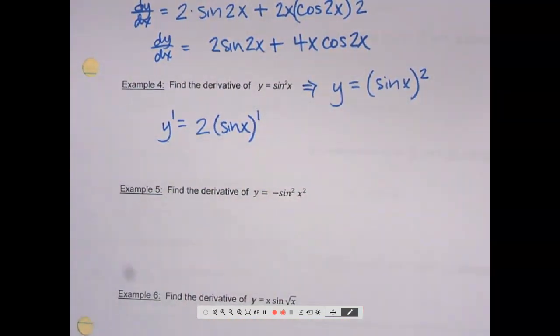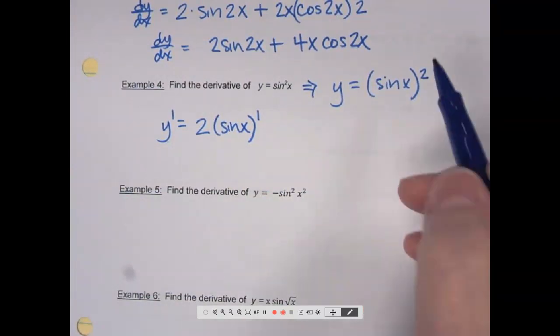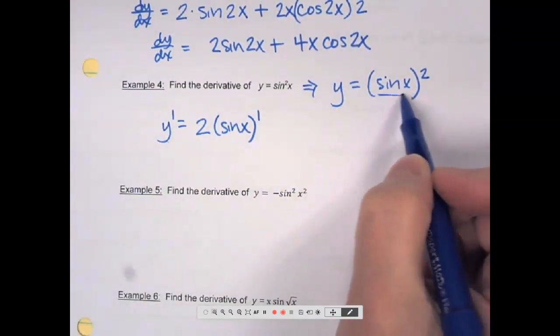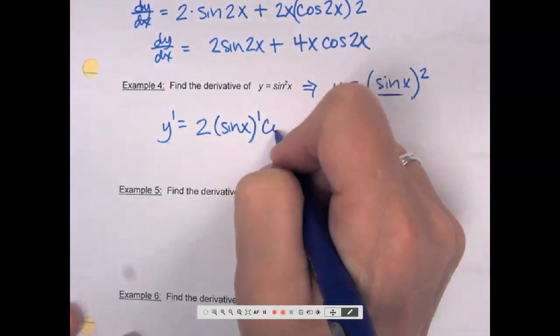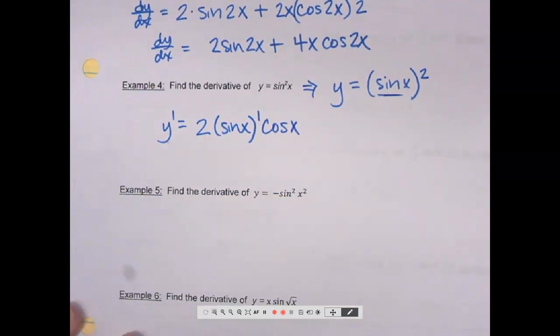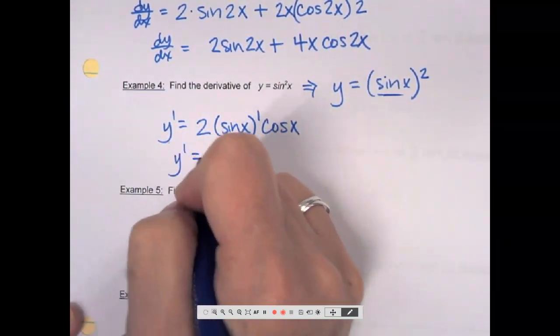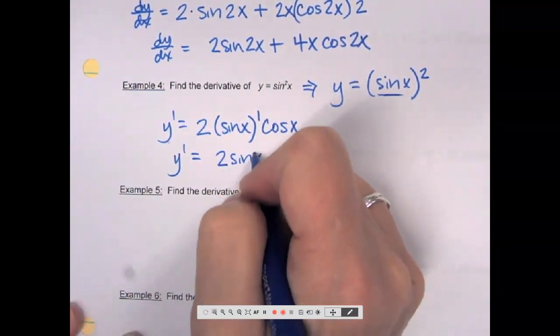So I'm going to bring the 2 down times sine x, and I know we probably wouldn't write that, but I'm going to put the 1 there just to show that we subtracted 1 from the exponent. Now, chain rule, take the derivative of that inner function. What's the derivative of sine? Cosine. So I would just leave it 2 sine cosine.